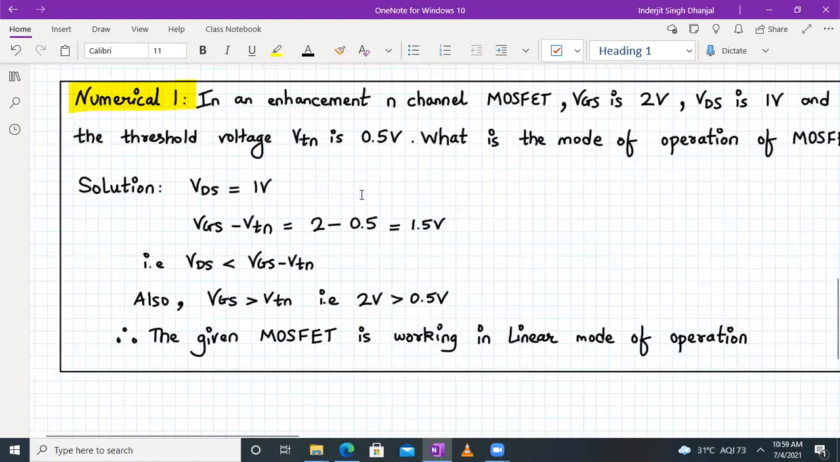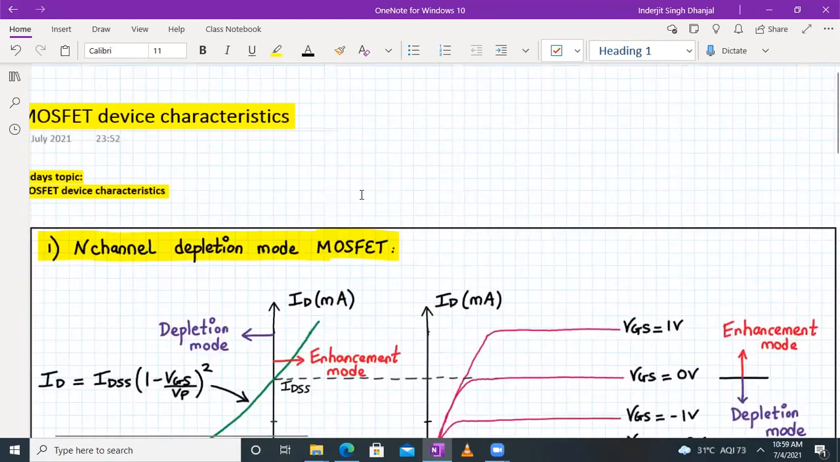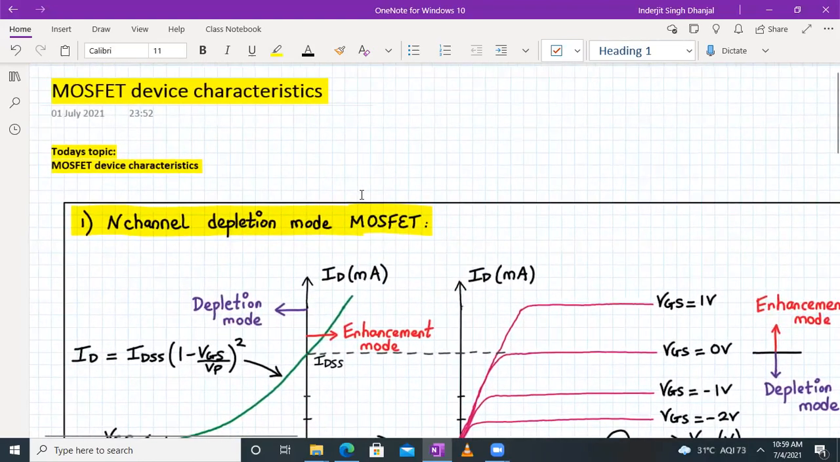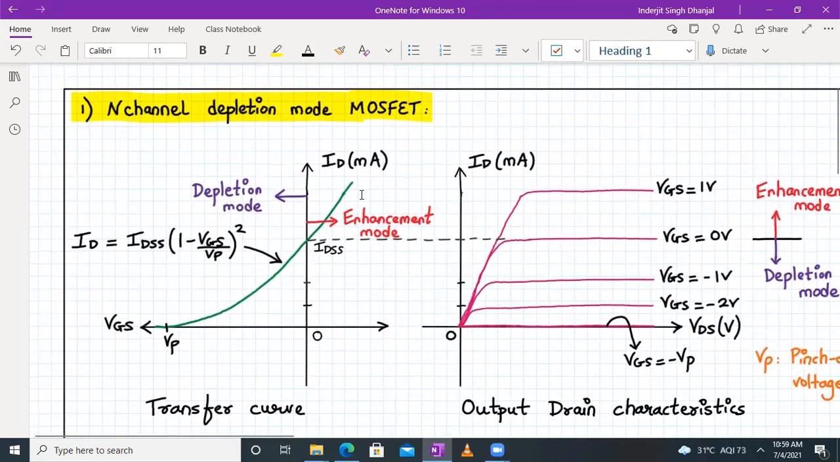So I guess that's it for this short session. We have seen the MOSFET device characteristics and we have solved a simple numerical to identify the region of operation. So that's all for this session.